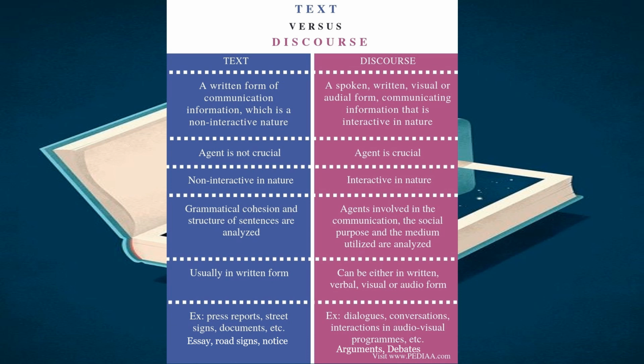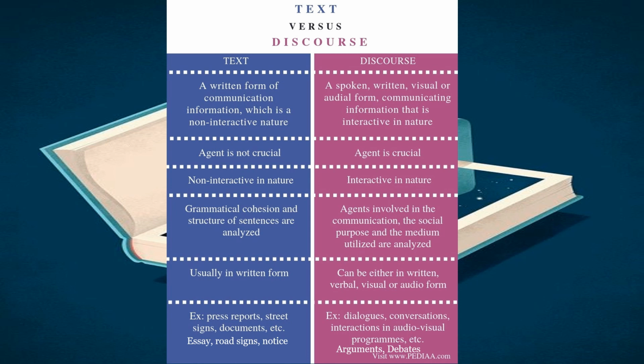Text is a written form of communicating information which is non-interactive in nature. Discourse is a spoken, written, visual, or audio form of communicating information that is interactive in nature. Agent is not crucial in text and agent is crucial in discourse. In text, it is non-interactive in nature, but in discourse, it is interactive in nature. Because again, in discourse, it needs response. There's a conversation of the reader and the writer. And then the text, it's just going to give information. It doesn't need or require a response.